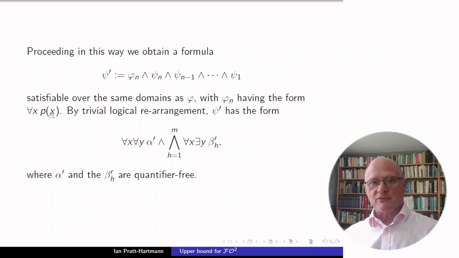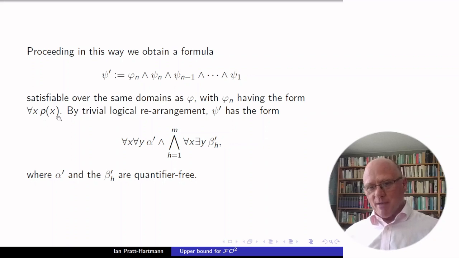Why does phi n have the form for all x P x? Well, because we prepended for all x for all y to the start of the formula phi to get phi 0, and that will ensure that right on the outside we have a for all x, and so eventually phi n will end up just with this form. We'll have a quantified subformula, and we'll just replace that with an atomic subformula where P is a new predicate. So that's what it will end up with.